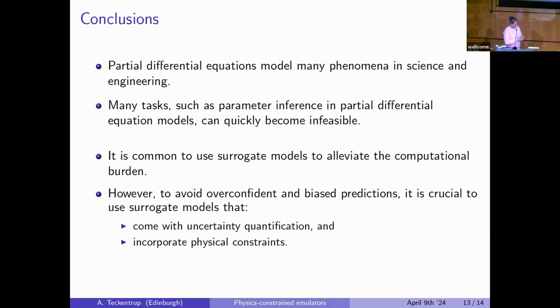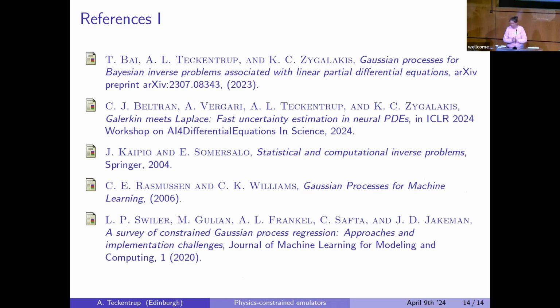I just wanted to stress again that we're looking at partial differential equation models which appear in very many areas. If you want to do downstream tasks like parameter inference for these kinds of models, that can become very, very expensive. A common alleviation is to use surrogate models, but if you want to do things in a way that is still tractable and accurate, and to avoid overconfident and biased predictions, you really have to think about surrogate models that come with uncertainty quantification and that incorporate the physical constraints. And I'll just leave these references up here, and thank you very much.